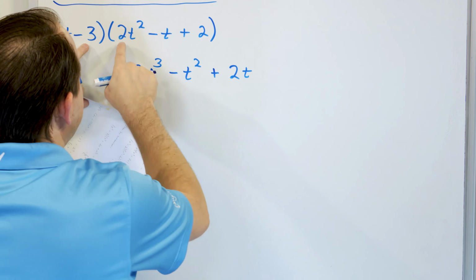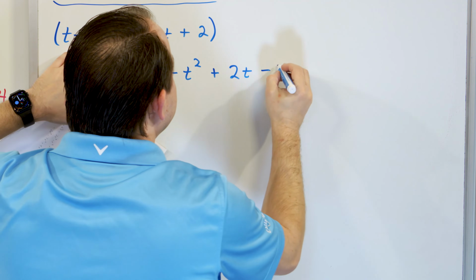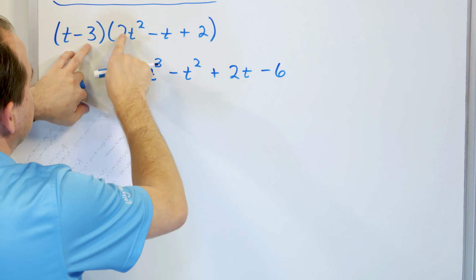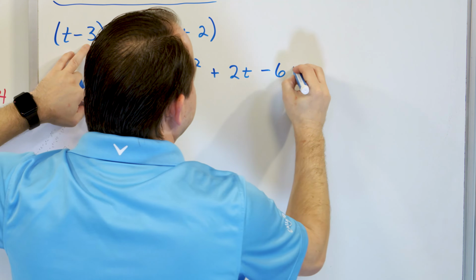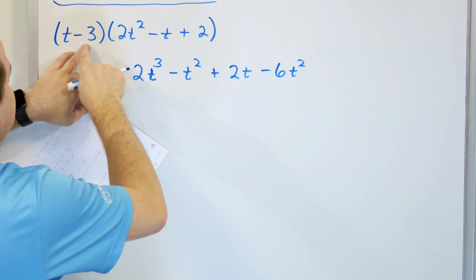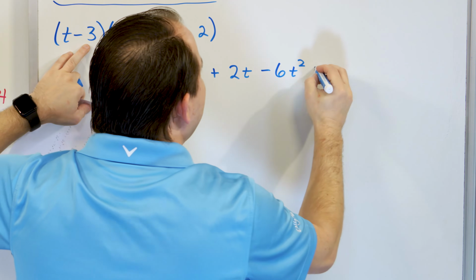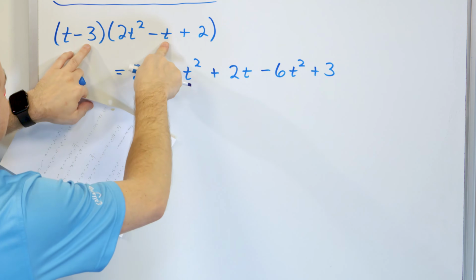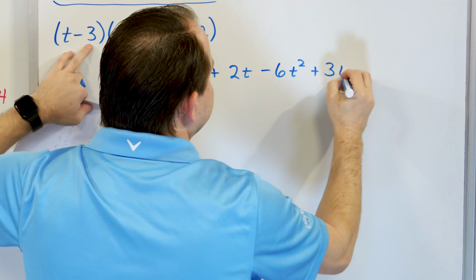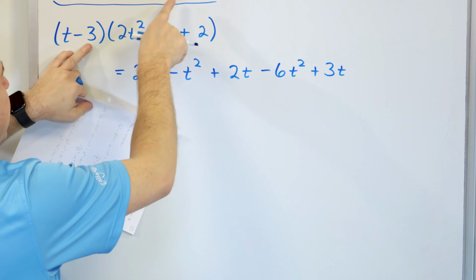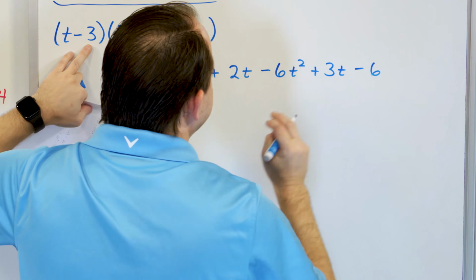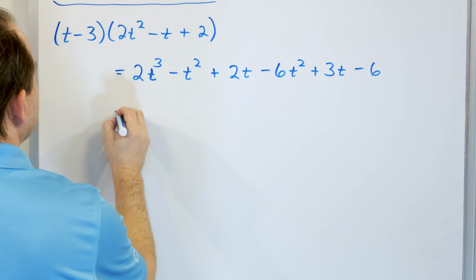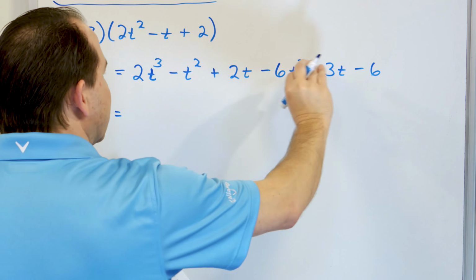So what's this one going to be? -3 times +2 gives me -6. T squared times nothing there is just going to give you the t squared. Right? Then -3 times -1 gives me +3. And then the t, there's nothing else there, so the t is just coming along for the ride. Then -3 times +2 gives me -6. That's the constant term.